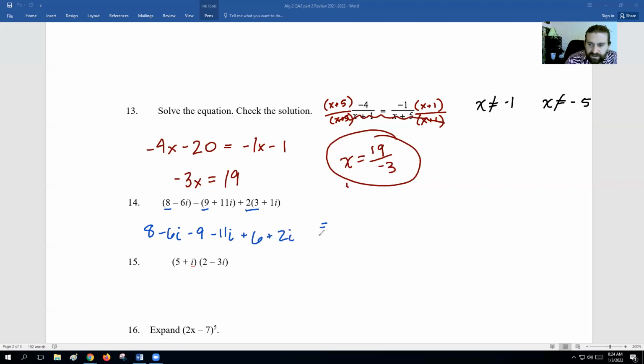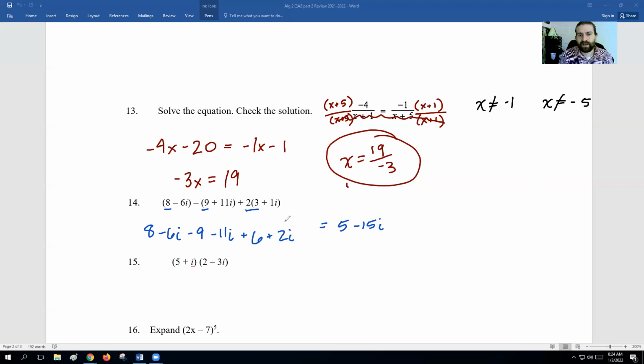And when we start combining like terms here, we get 8 minus 9, that's negative 1, plus 6, that's 5. And then negative 6 minus 11 is negative 17, and then plus 2 is a negative 15i.